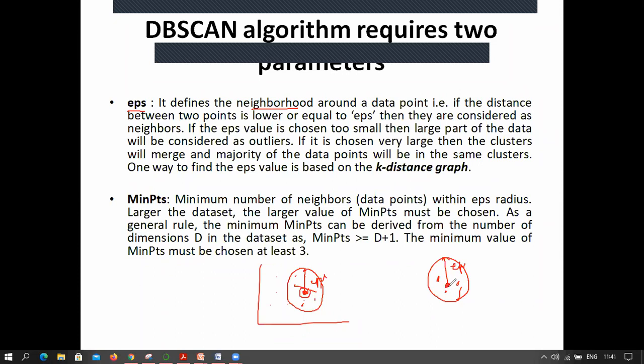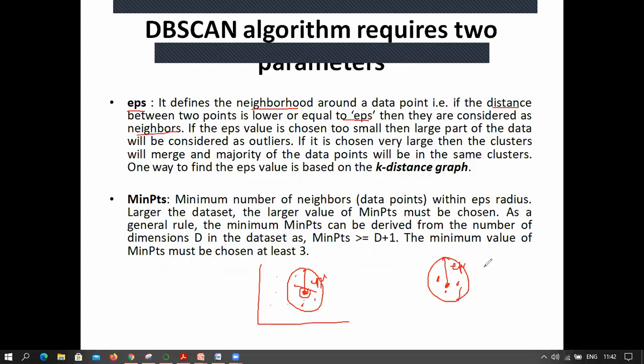Like in case of hierarchical clustering, we were finding the distances by using the Euclidean distance. So actually over here, how am I finding the neighbors of this data point? I'm taking one distance epsilon, I'm drawing a circle. So if any data point is coming within that, all those data points would be considered as the neighbors of this data point. So epsilon defines the neighborhood around a data point. If the distance between 2 points is lower or equal to epsilon, then they are considered as neighbor.